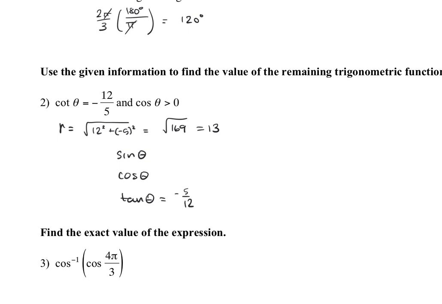But the definition of sine is y divided by r. So the y value is negative 5 and r is 13. Cosine is x divided by r. And now cosecant is the reciprocal of sine, and secant is the reciprocal of cosine.